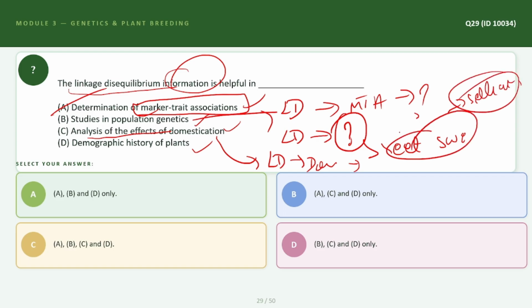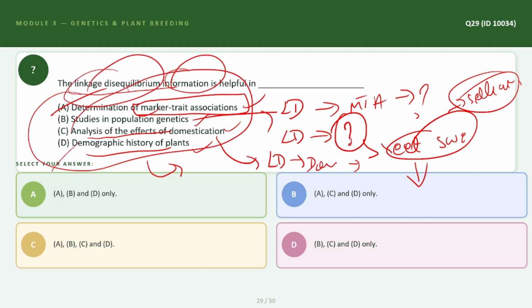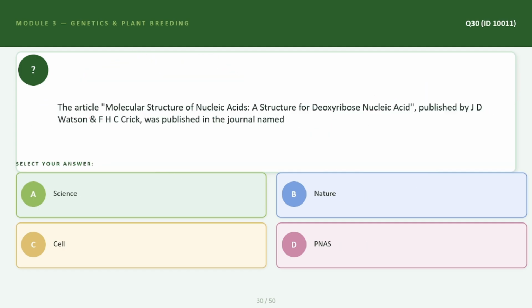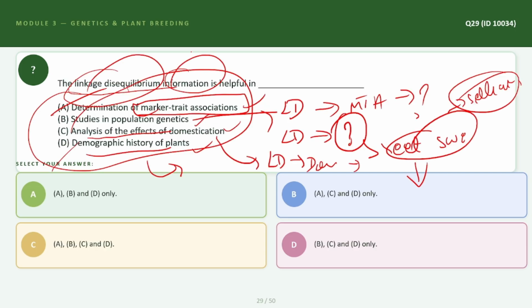Okay, at this time you don't read these things, but next year, if anyone is preparing, you should read these things. What is the demographic history of a plant? Like what I said, selection signatures. LD is very, very important to study all of these. Then you read one important paper published in Nature, I think Nature Genetics. I will share the paper in my WhatsApp group.